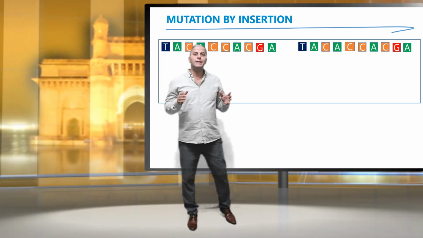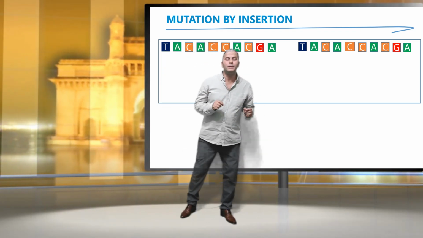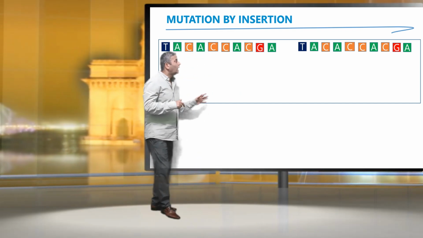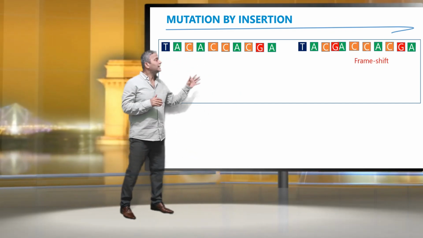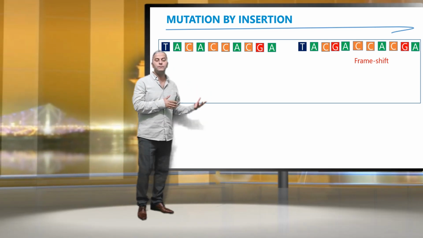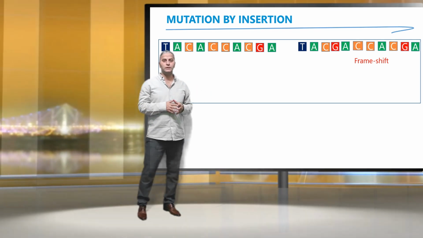The third type of gene mutation is mutation by insertion. Mutation by insertion occurs when one nucleotide is added. In this example, G is added to the sequence, causing also a frame shift like in deletion mutation.